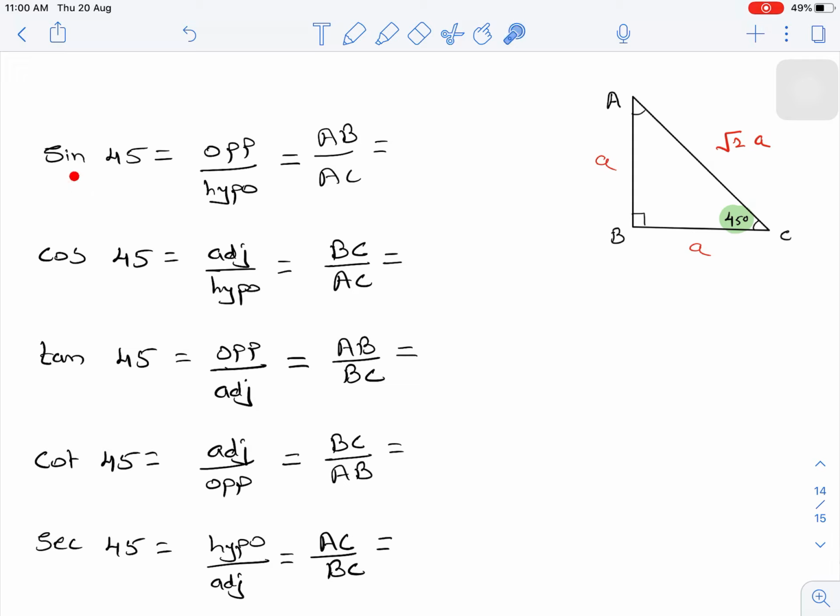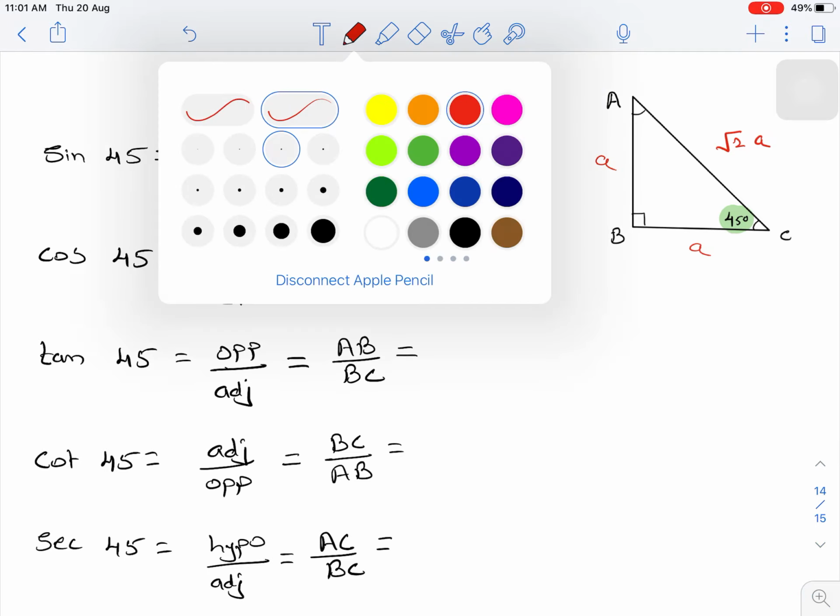Now we know that sine of any angle is equal to opposite upon hypotenuse. For angle 45, sine 45 will be opposite upon hypotenuse. So for this angle 45, which side is opposite? AB. And what is the hypotenuse? AC. So we have written here AB upon AC. Now what is the value of AB in this figure? It is a.